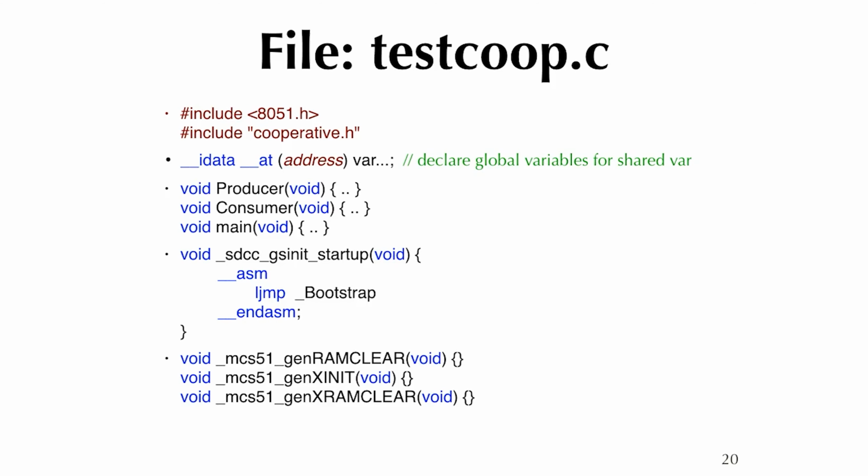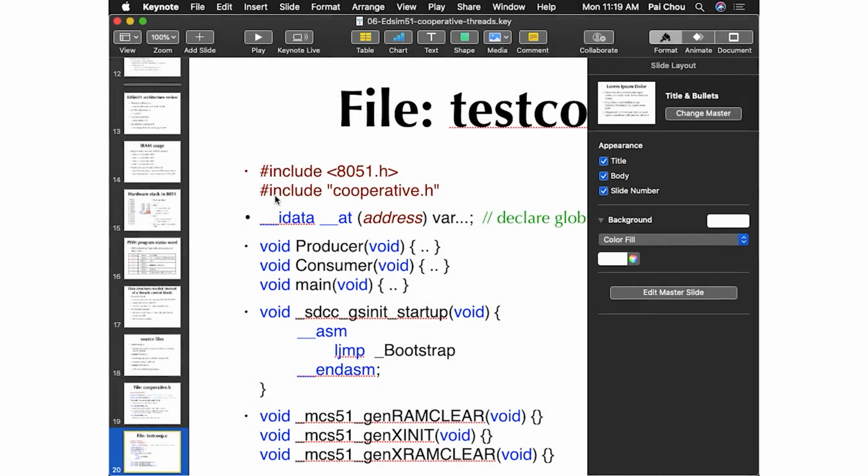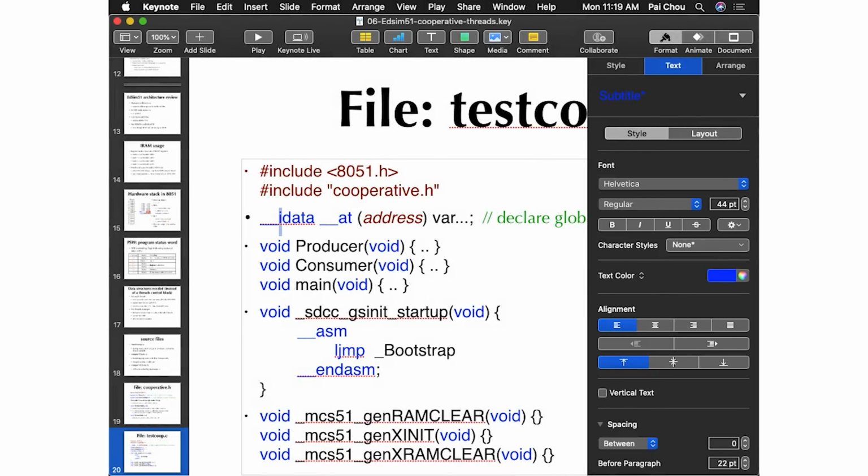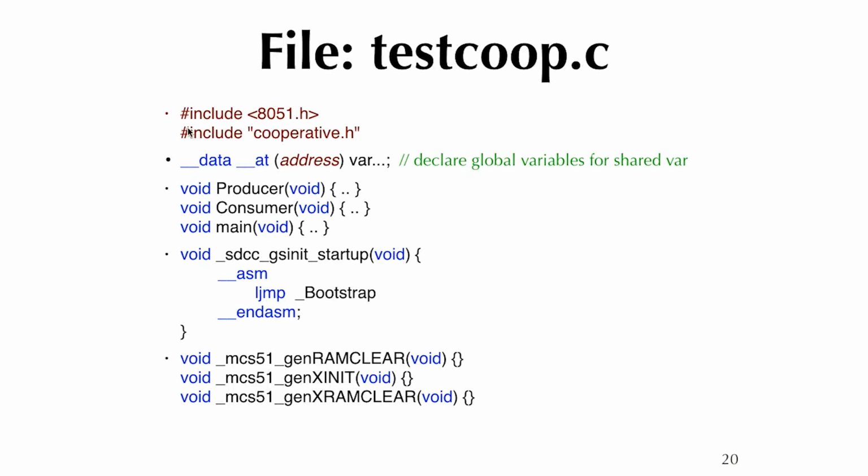Okay, so test coop.c. I give you the template that looks kind of like this. One little change: it should be data instead of idata. I mean, it'll still work, so I'll just make the change right here. So do #include 8051.h. If you install SDCC properly, you should find this. And then cooperative.h, that's our .h file.